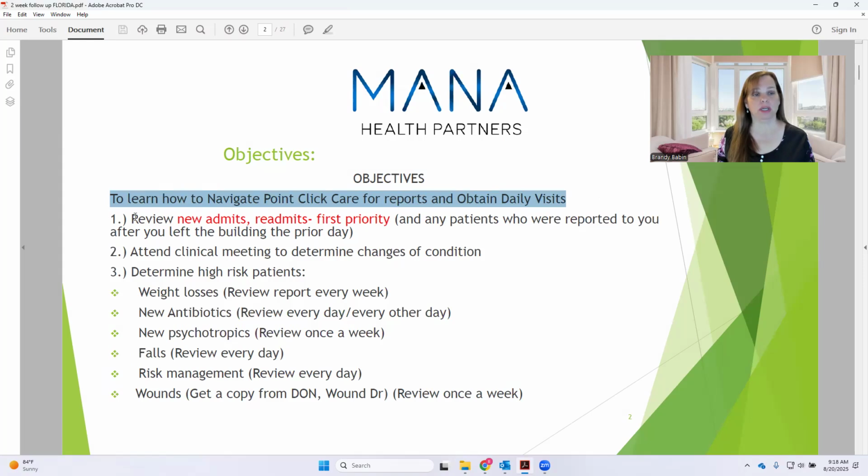So the first thing that you're going to do in the morning is review the ADT: the admits, the discharges, the transfers. So reviewing admits and readmits. I usually made my list the night before of anyone that was a new admit, not late, late at night, so like 9 o'clock at night, or I would do it at 6 o'clock in the morning and get my list. So I knew who was a new admit or who returned from the hospital.